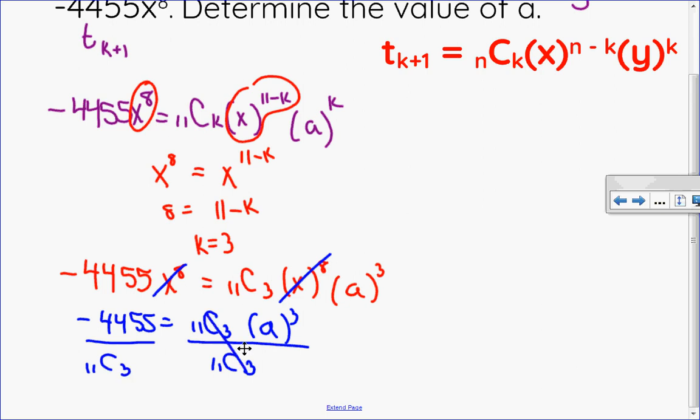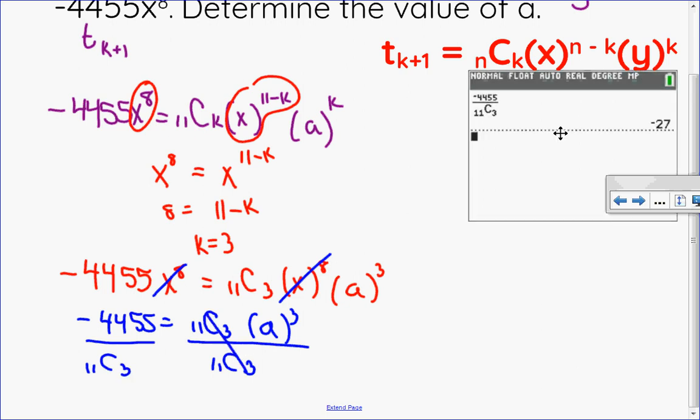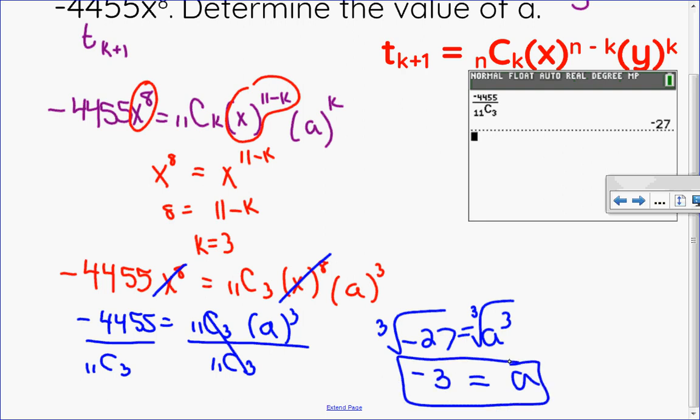So I'll just pop that into my calculator, and I end up getting negative 27 equals a cubed. So to solve for that, I would just take the cube root of both sides, and then I see that a is, the cube root of negative 27 is negative 3. So the value of a is negative 3.